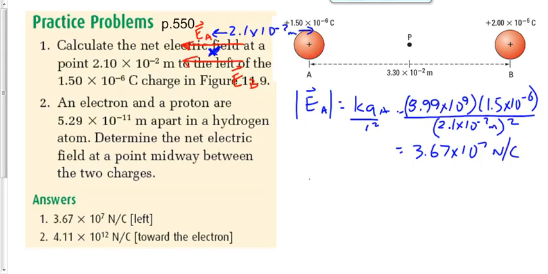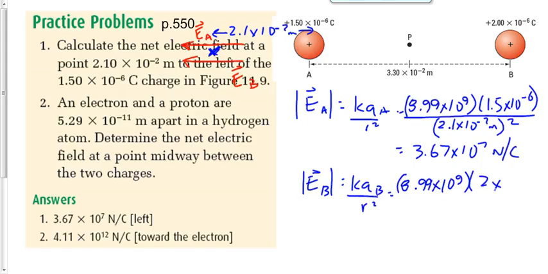Let's find the electric field caused by B then. It's going to be KQB over R squared. And you got to be really careful about this one. K, of course, is 8.99 times 10 to the 9. QB is 2 times 10 to the negative 6. What's the value of R here? What value of R would we use here for electric field caused by B? Yep. Good. 5.4 times 10 to the negative 2.